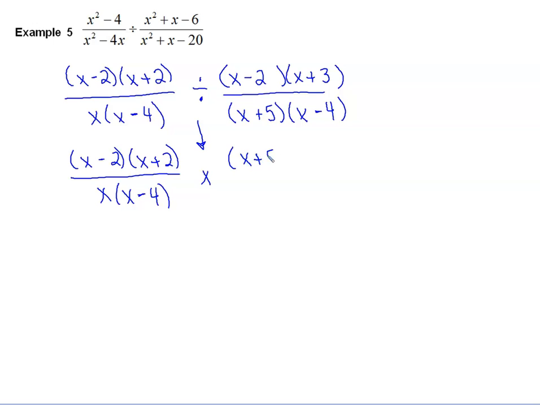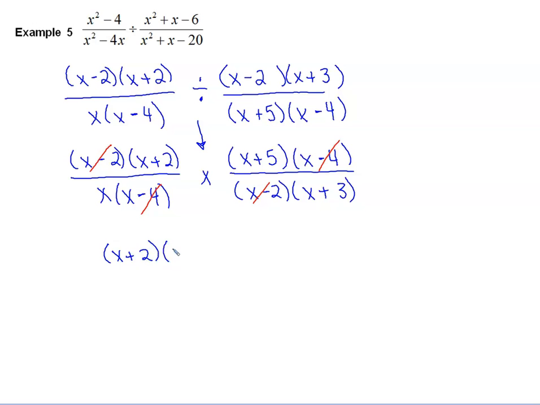So x plus 5, x minus 4. Just remember not to cancel anything else until you've written it as that multiplication. So from here, I can have a look at what is available and what I can cancel. I know that I have this x minus 2 and x minus 2, and this x minus 4 and x minus 4, but that looks to be it, and that's okay. So I'm going to have x plus 2 multiplied by x plus 5 is all that's left in my numerator.